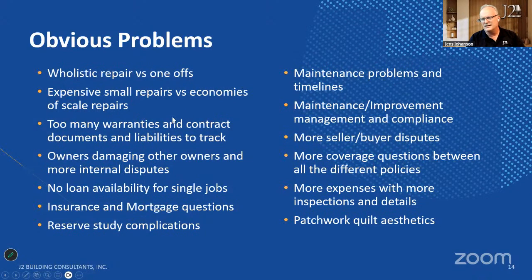We have too many warranties and contract documents and liabilities to even track. We have owners damaging other owners and more internal disputes. We have no loan availability for these single jobs. It's now just up to the resident and a second line of credit or whatever. We're getting into insurance and mortgage questions. And so 2025 to 2027 saw some big pending things coming down.